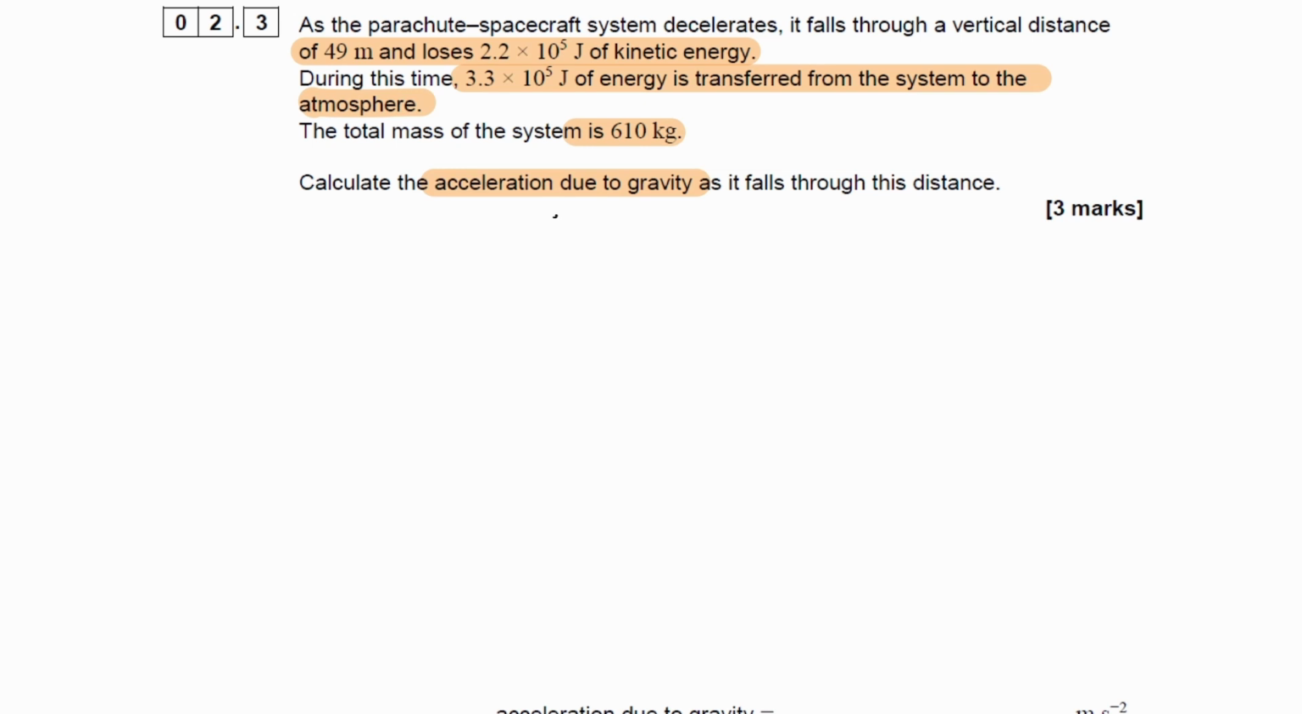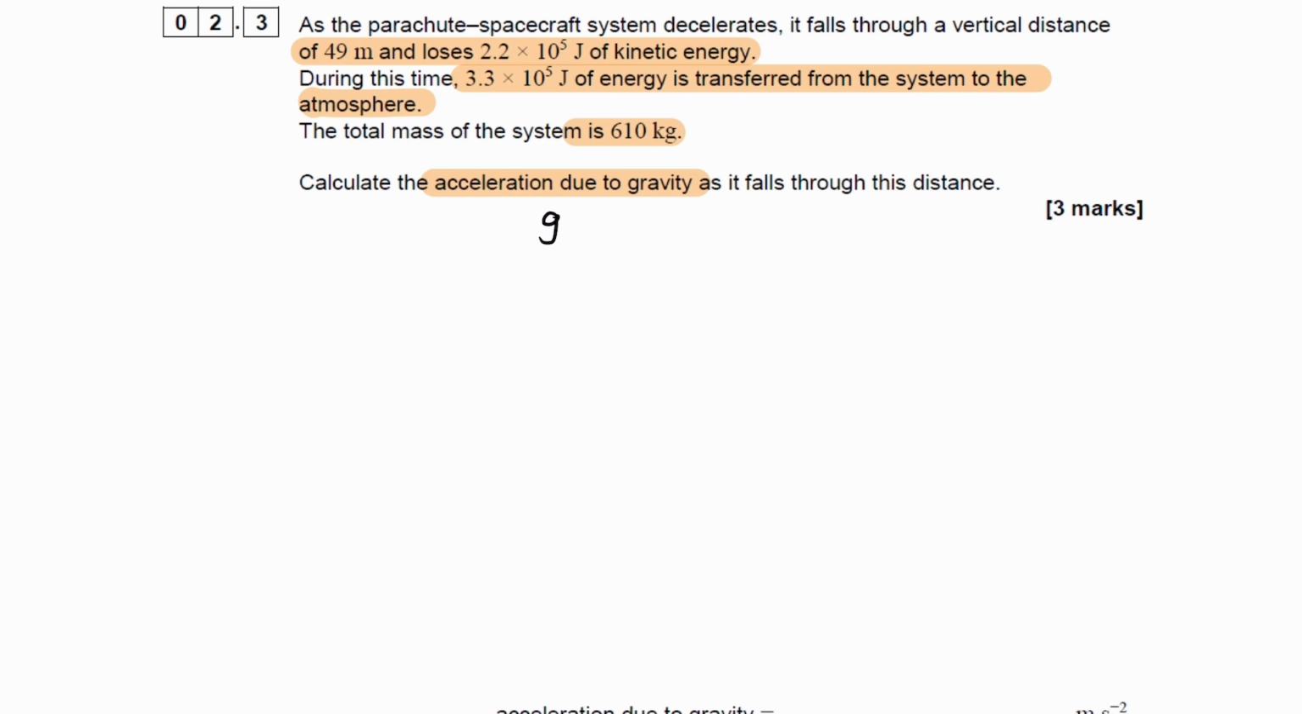So just bear in mind for this question, we're trying to work out the acceleration due to gravity, which is g. We're not trying to work out the deceleration of the system. We're on a different planet here, so the acceleration due to gravity is not just simply 9.81. The deceleration of the system we could work out because we know what the initial speed is.